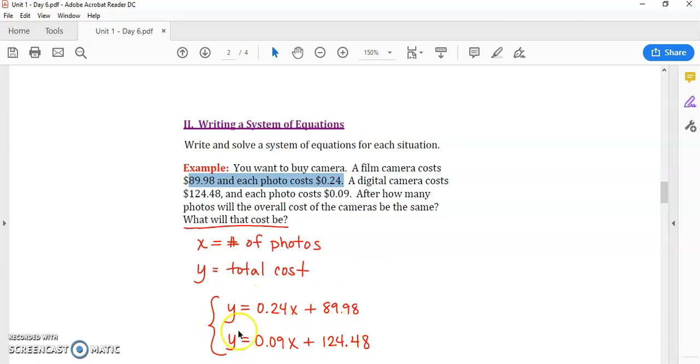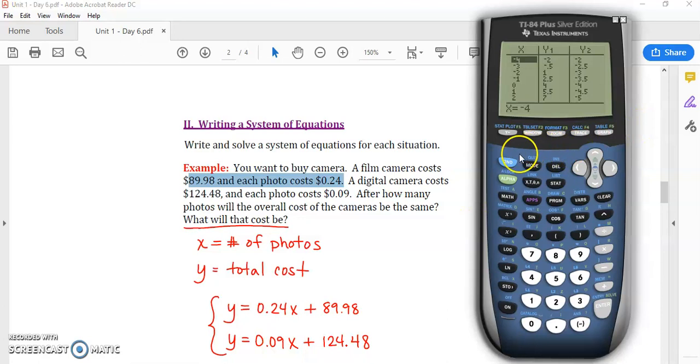Now, these are both written in slope-intercept form. So I could absolutely go through and type these equations into my calculator. So I've got 0.24x, oh, that's not an x, plus 89.98. And then y2 is going to give me 0.09x. You don't need the leading 0 in front of the whole decimal if you don't want. Plus 124.48.